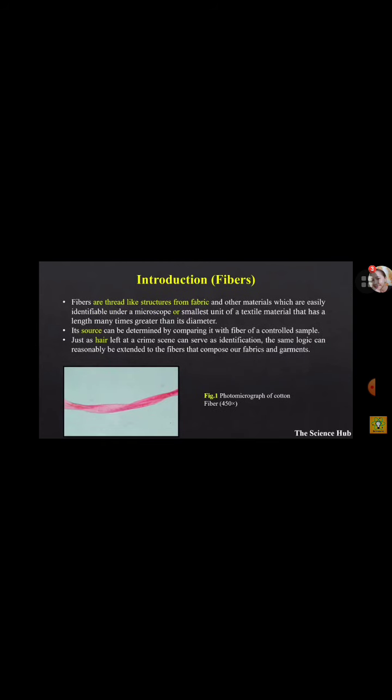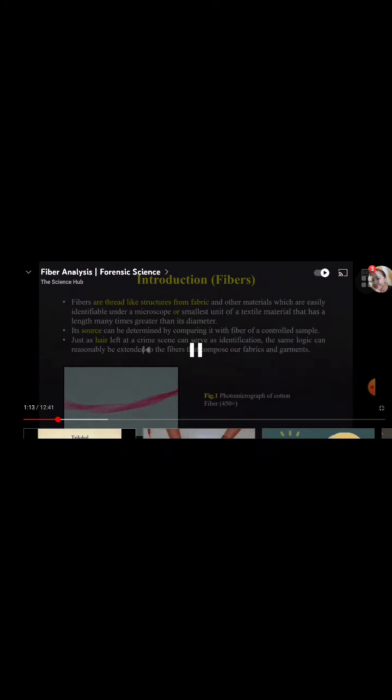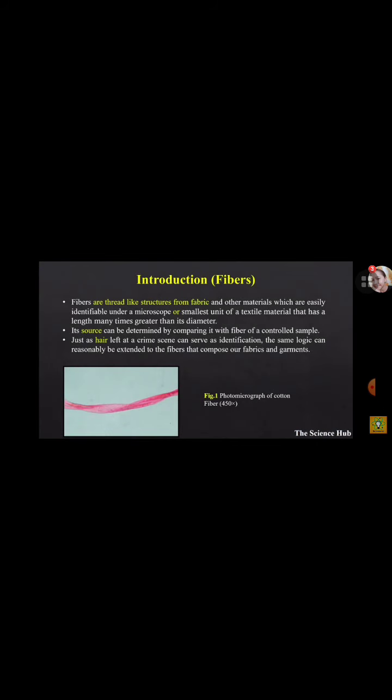First of all, fibers are thread-like structures from fabric and other materials which are easily identifiable under a microscope. Or we can say, the smallest unit of a textile material that has a length many times greater than its diameter. Its source can be determined by comparing it with fiber of a controlled sample. Just as hair left at a crime scene can serve as identification, the same logic can reasonably be extended to the fibers that compose our fabrics and garments.